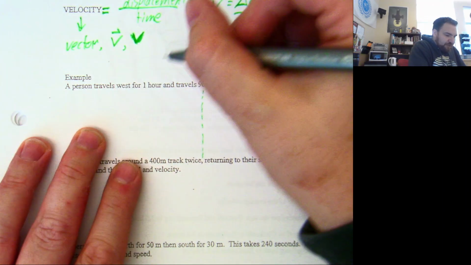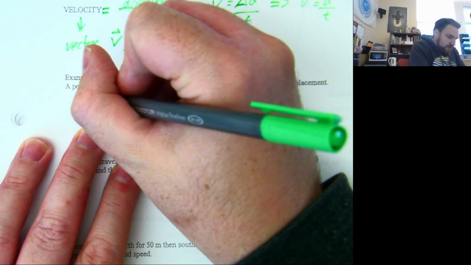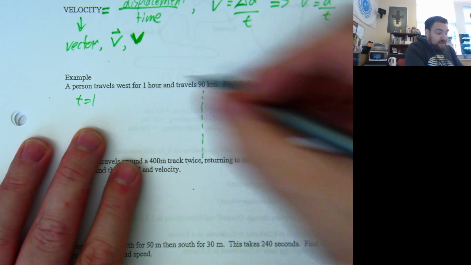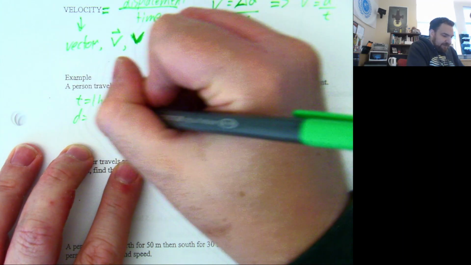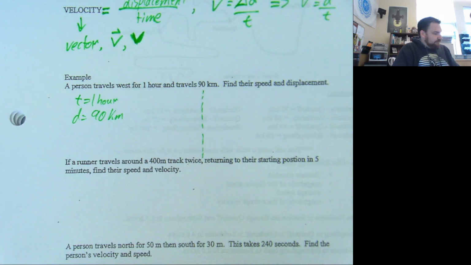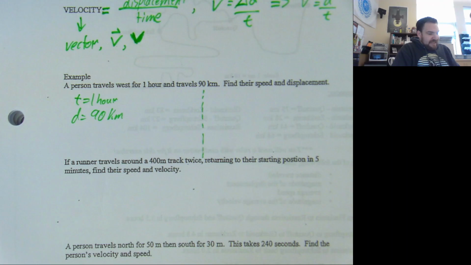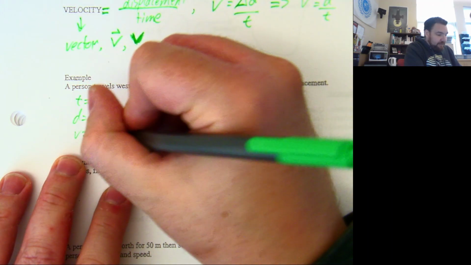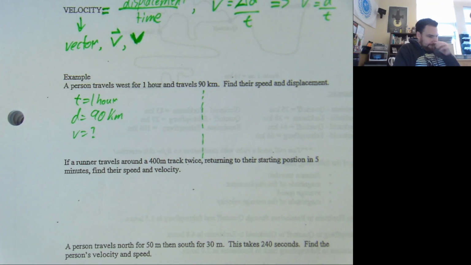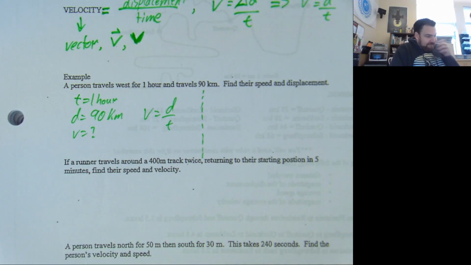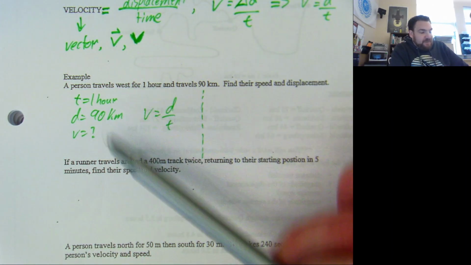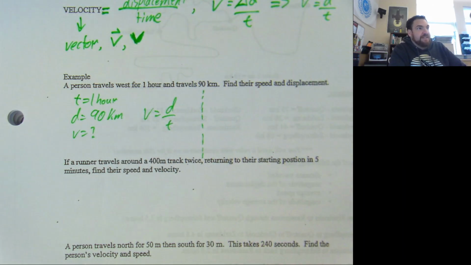So we know that this person travels for 1 hour, t is 1 hour. They travel a distance of 90 kilometers. And we want to find their speed. So we're going to use this v equals d over t. I didn't use the west here because we don't care about the westness, because if we're finding speed it doesn't care about which way you're going. It's just how far, how long.